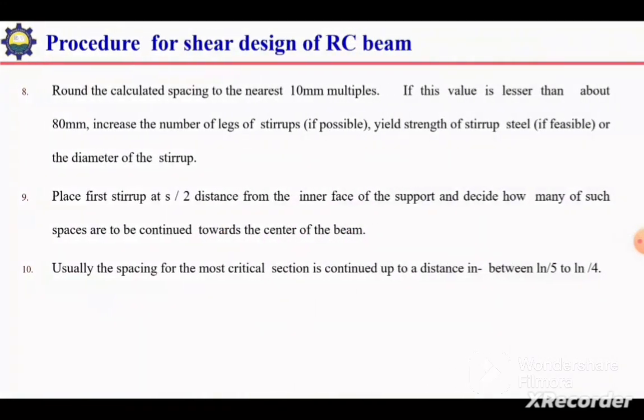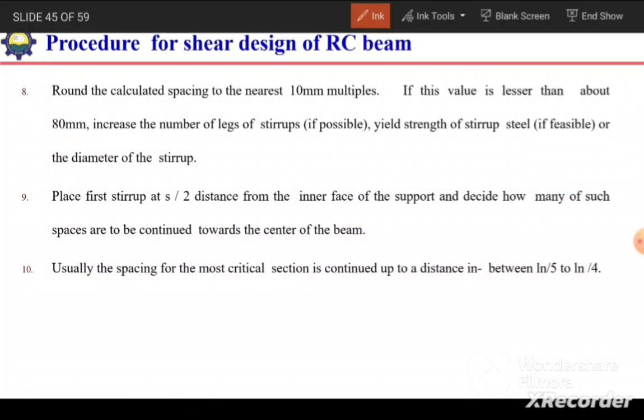Okay, so after that, the next step is to round the calculated spacing to the nearest 10 millimeter multiple. So we will calculate the required spacing and compare it with the minimum and maximum values, and then round it to the nearest 10 millimeter multiple. And we always need to round this value down. For example, if we got a value of 98 millimeter, it will be rounded down to 90 millimeter instead of 100.